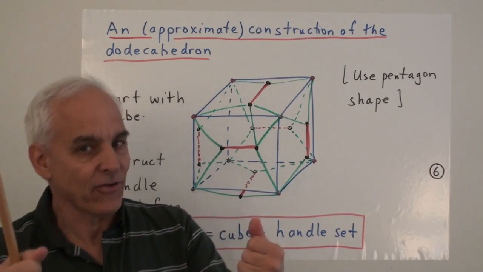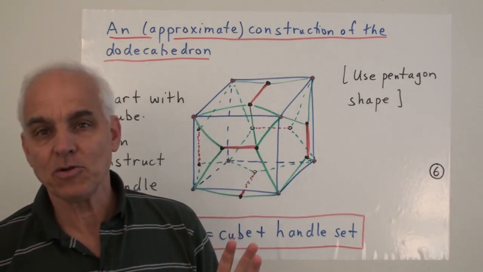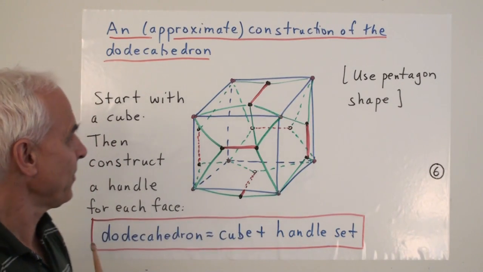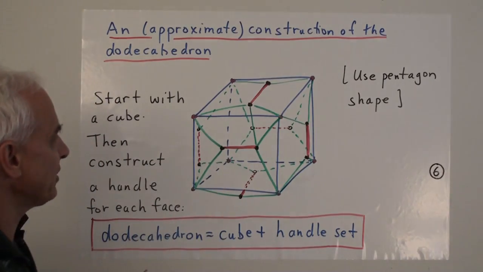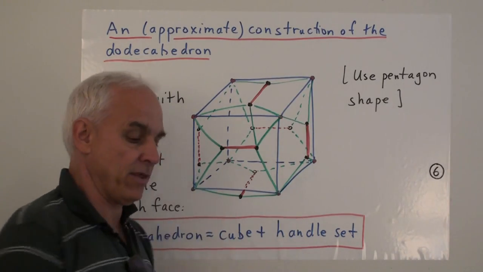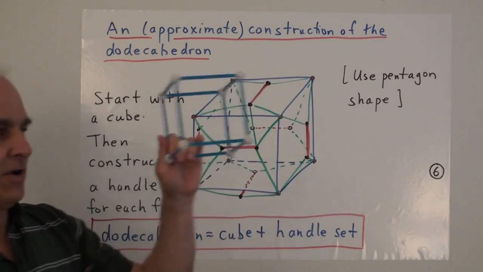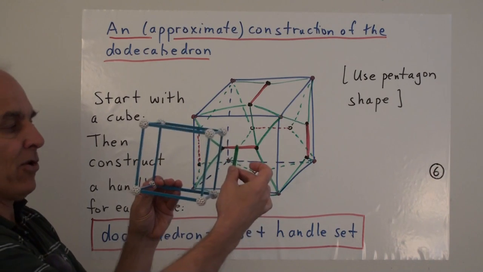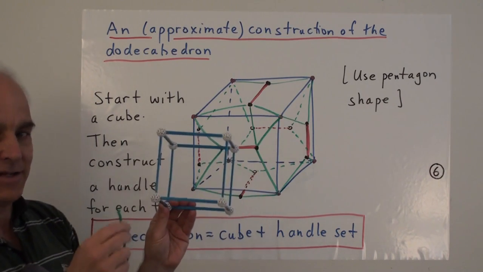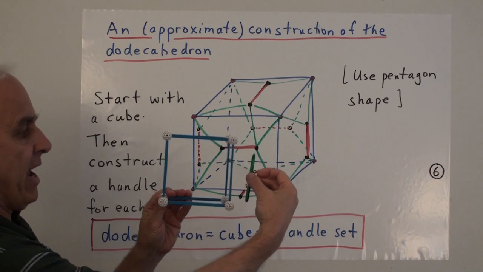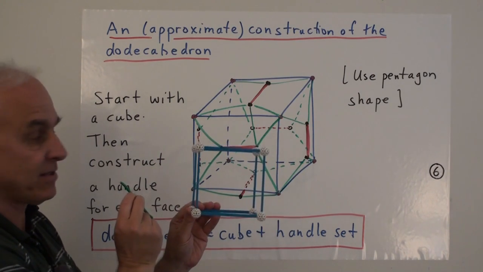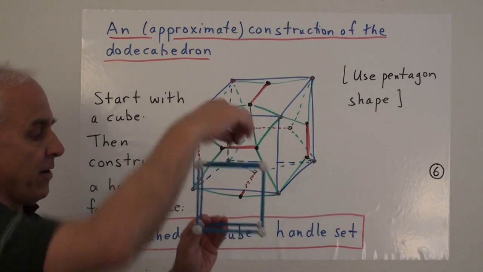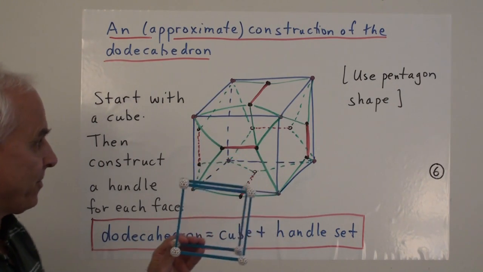These cubes and handle sets inside the dodecahedron can also be an aid for us in visualizing and even constructing the dodecahedron. So for example, if we wanted to construct a dodecahedron, one way would be to start with a cube. Of course, very easy to make. And then just attach handles to each of the faces. But we have to do it in the right way. So we'll put a handle here for this face and here for this face. And then here and here for those faces. And then here and here for the top and bottom.